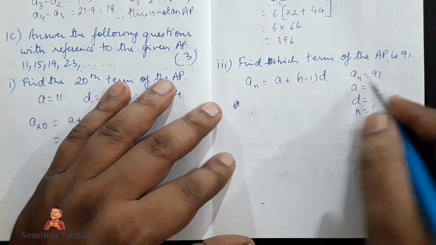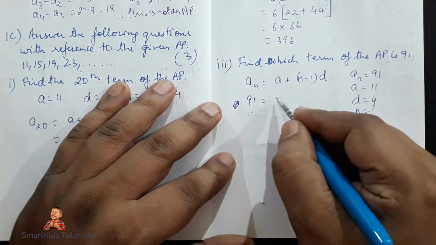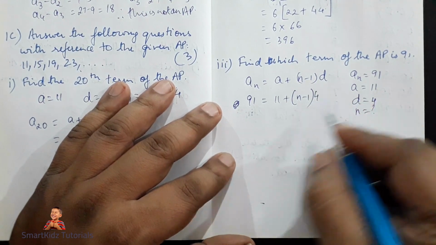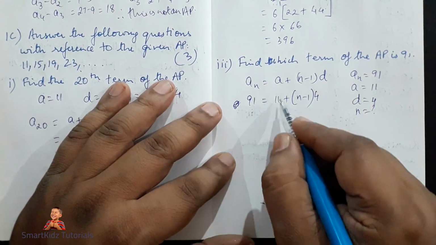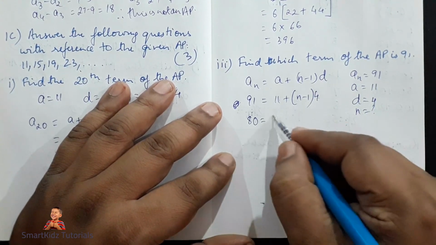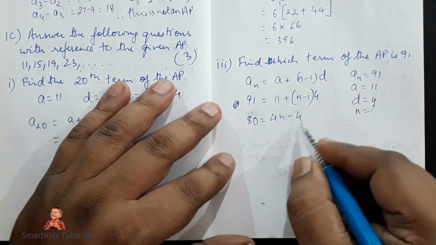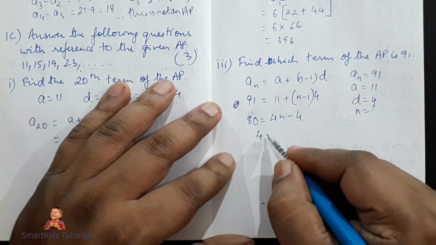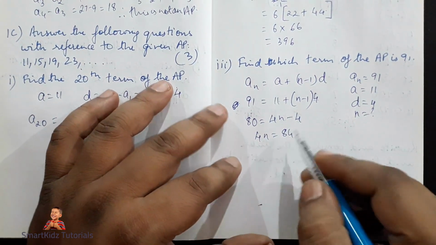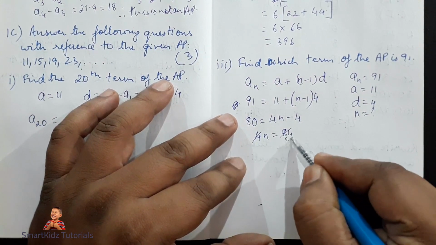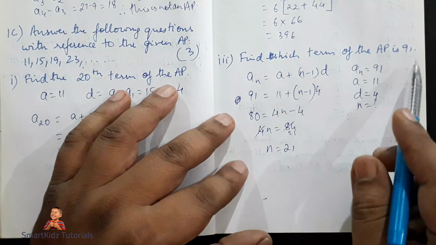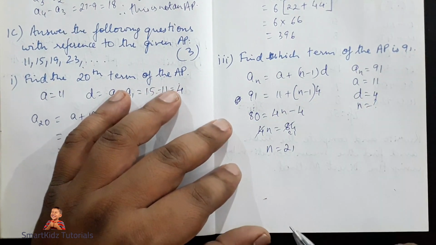Let's use this. So an is 91, a is 11, n we need to find out, so we leave it like that, and d is 4. I'll take 91 on this side, so that will become 91 minus 11, that will be 80, and 4 into n will be 4n minus 4. Take 4 on the other side, it will become plus and it will become 84 then. 4n equal to 84, which means 4 twos are 8 and 4 ones are 4, which means n equal to 21. So that means the 21st term is 91.